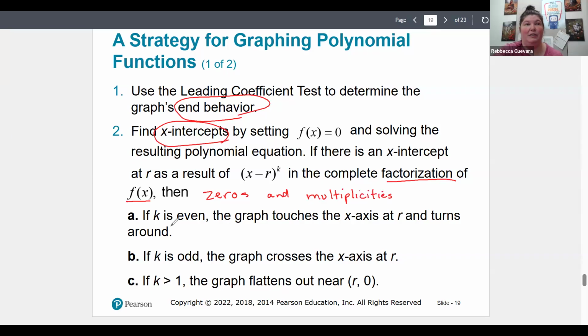Once we have zeros and their multiplicities, we have these factors of this form here. We know if our multiplicity is even, then we are going to touch the graph at that 0. If my multiplicity is odd, I know I'm going to cross the graph there. I know that if my multiplicity is greater than 1, that's going to start flattening more and more the greater it gets at those zeros. So it's just some basic stuff that helps me get an idea of what the graph should look like.